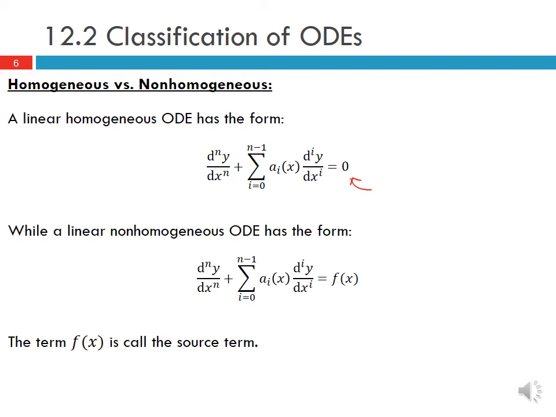And a linear non-homogeneous ODE has the form as shown here. Again, if we bring all of the terms that have a y or derivatives of y onto one side of the equation, we still have something left on the other side of the equation. And this something can be a function of x or it can be a constant. And here the term f of x is called the source term.